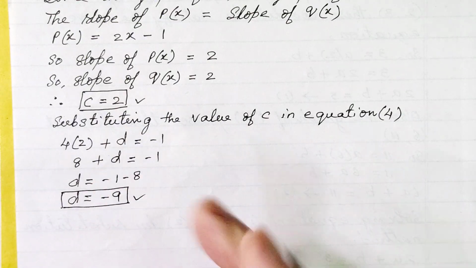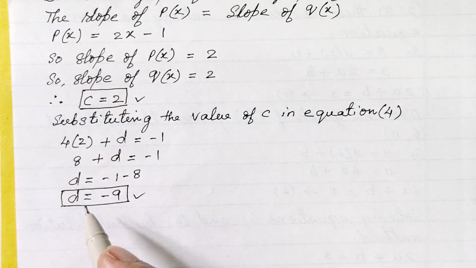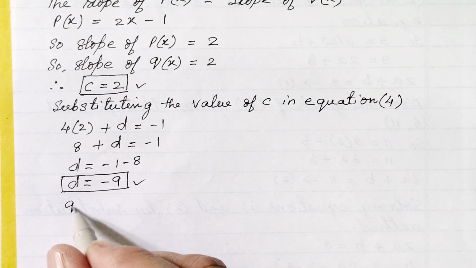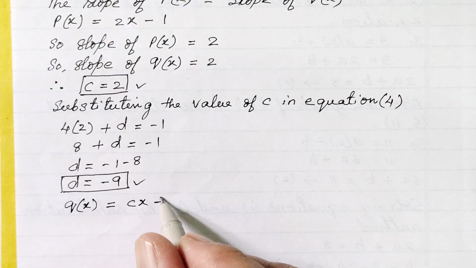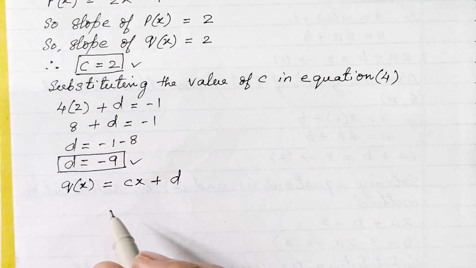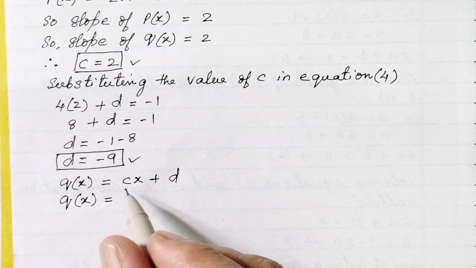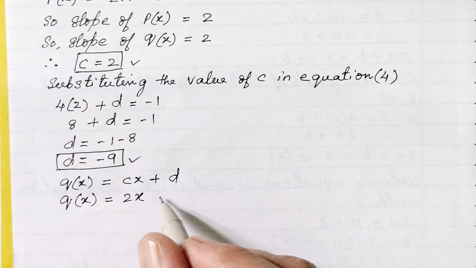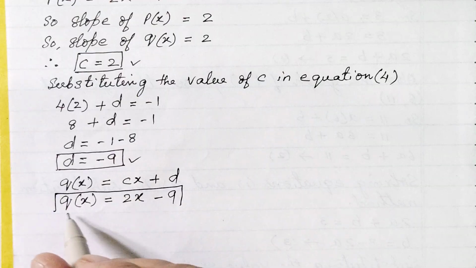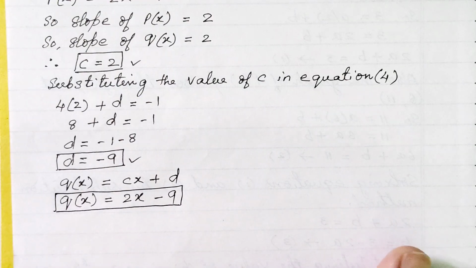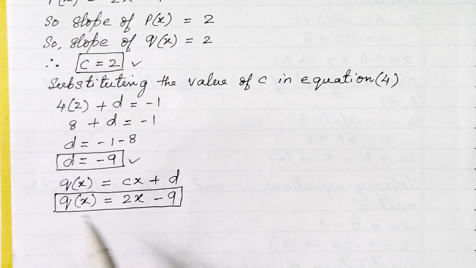Since we know C and D, we can find the polynomial Qx. So now Qx is equal to Cx plus D. Qx is equal to, C is 2, so 2x minus 9. So we have found the polynomial Qx. We have found both the polynomials, we have found Px and Qx.